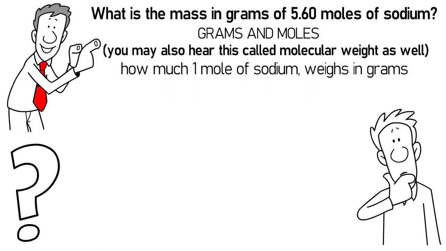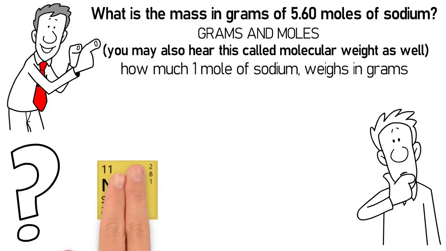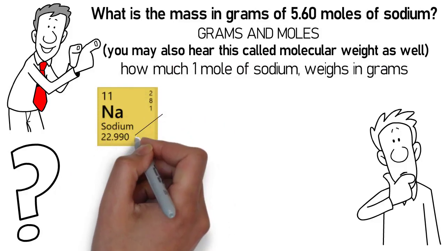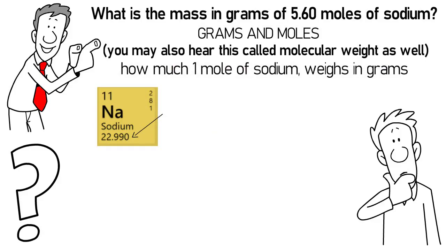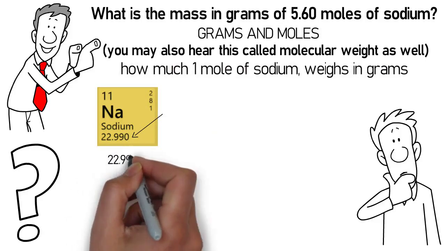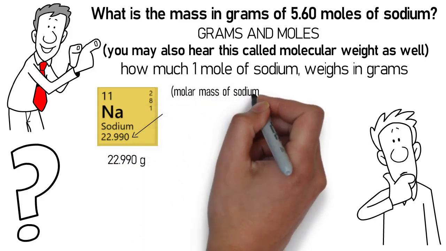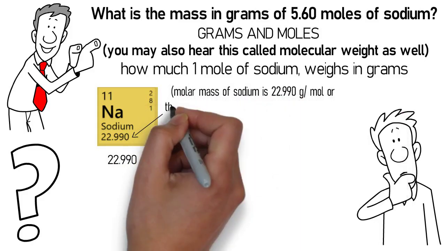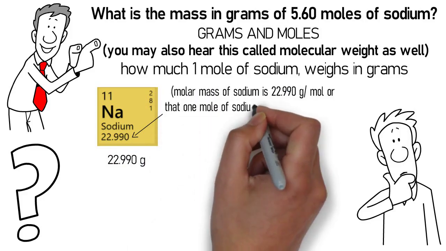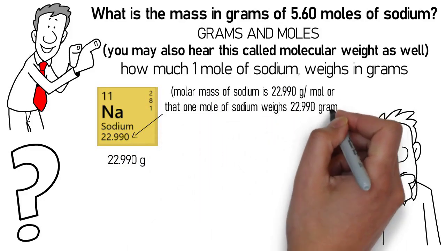To get this, we go to the periodic table of elements. We look up sodium and we use the number below the sodium symbol. In this case, that is 22.990 grams per mole, and this tells us that the molar mass of sodium is 22.990 grams per mole, or that 1 mole of sodium weighs 22.990 grams.